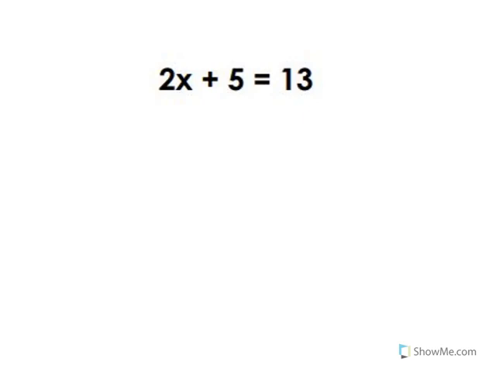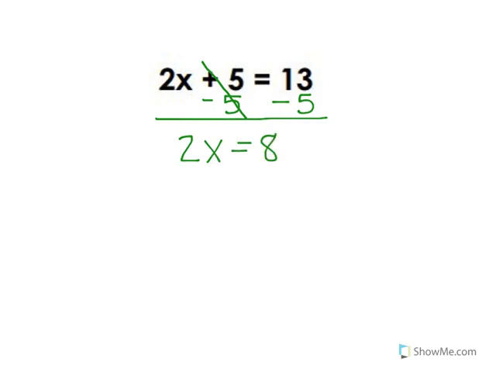So the first step that I'm going to do in solving this equation is I'm going to subtract 5 from both sides. Remember, whatever you do to one side, you have to do to the other side. What happens is these 5's cancel out. So I'm just left with 2x equals 8 on the other side. So now I have a 2 in front of my x, and the way that I'm going to get rid of that is I'm going to divide by 2 on both sides.